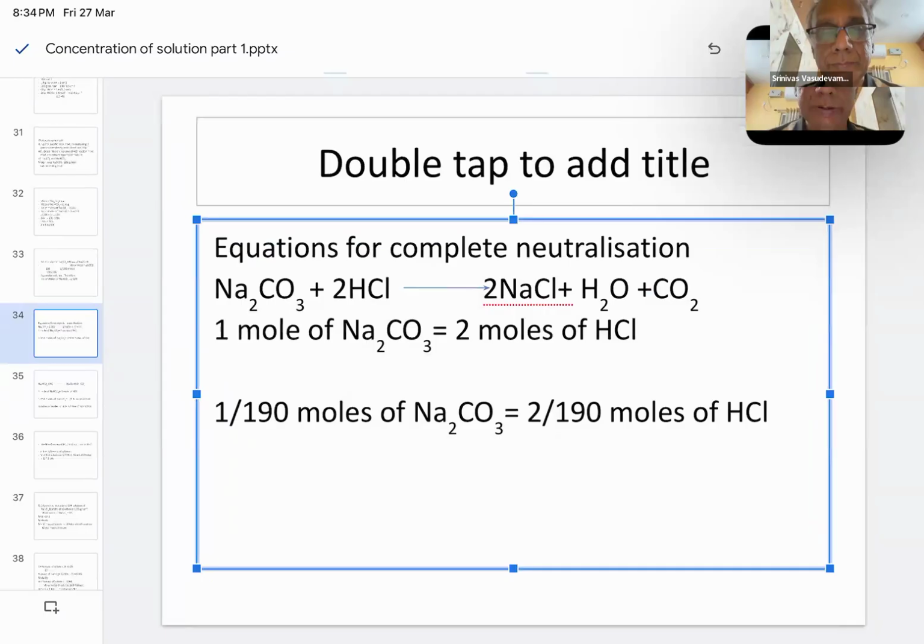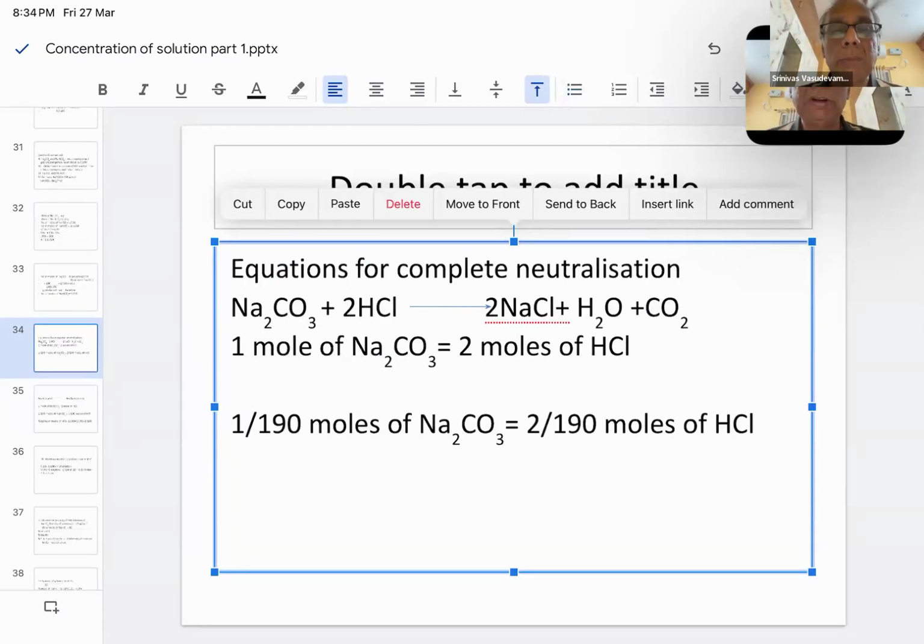Then write the equation. Na2CO3 plus 2 HCl gives 2 NaCl plus H2O plus CO2. That means 1 mole of sodium carbonate will require 2 moles of HCl. Stoichiometry, you look at it. 1 mole of sodium carbonate needs 2 moles of HCl. So 1 by 190 moles of sodium carbonate needs 2 times the moles of sodium carbonate taken, that is 2 by 190 moles of HCl. For sodium carbonate, I need 2 by 190 moles of HCl.